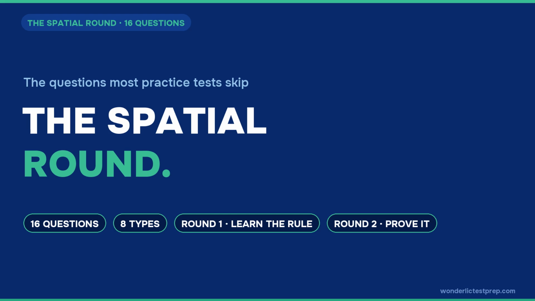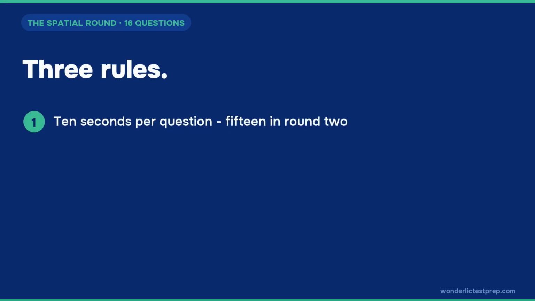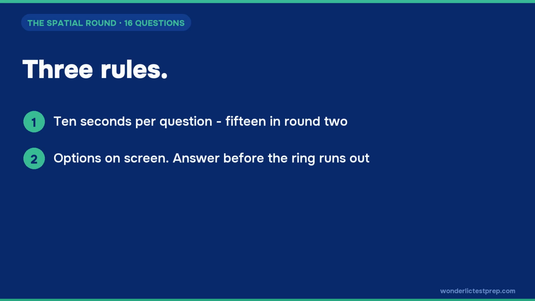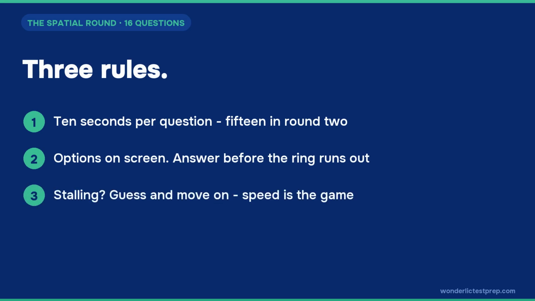Let's go. 3 things before the clock starts. 10 seconds per question in round 1. 15 in round 2 because the builds get nasty. The options are on screen. If a question stalls you, guess and move on. On the real test, speed is the whole game.